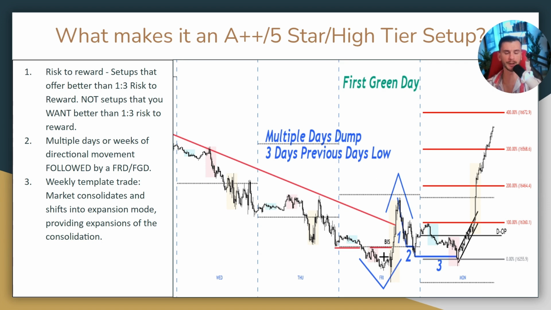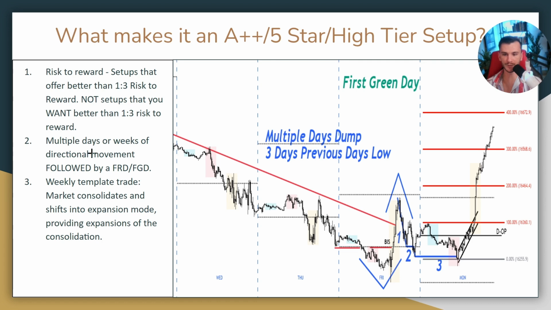Also, does market structure align with my already pre-existing setup? Because you can get a first green day that doesn't break structure to the upside, and I would consider that a less quality setup because of that factor. So looking at this, 5-star or high quality setups should offer you great risk to reward, better than 1 to 3 or greater.